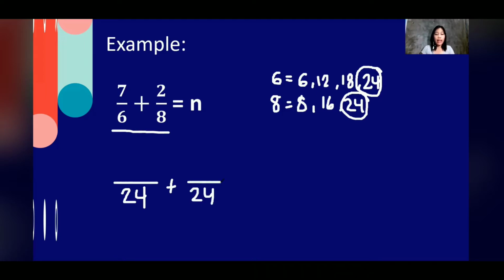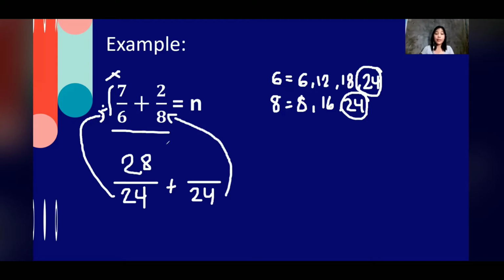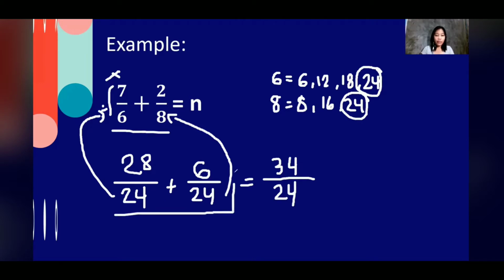All right, so now we will get the numerator. So we will divide it by the denominator and then multiply it to the numerator. So 24 divided by 6 is 4 times 7, 28, correct. 24 divided by 8 is 3 times 2, 6, correct. So 28 plus 6 is 34. Then we will just copy the denominator. Since they are already similar fractions, we simply added the numerators and then copy the denominators. That's why we got 34/24.